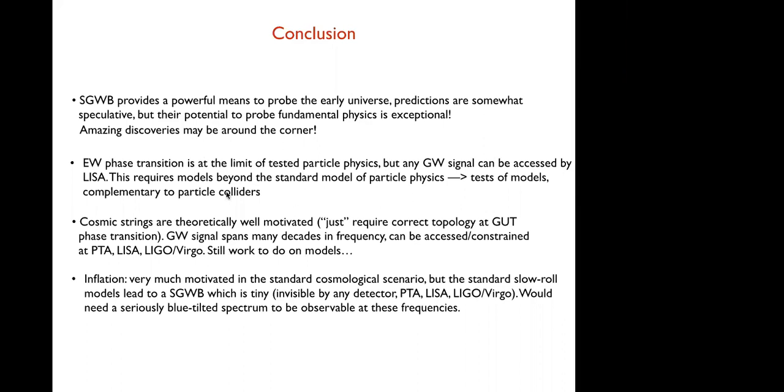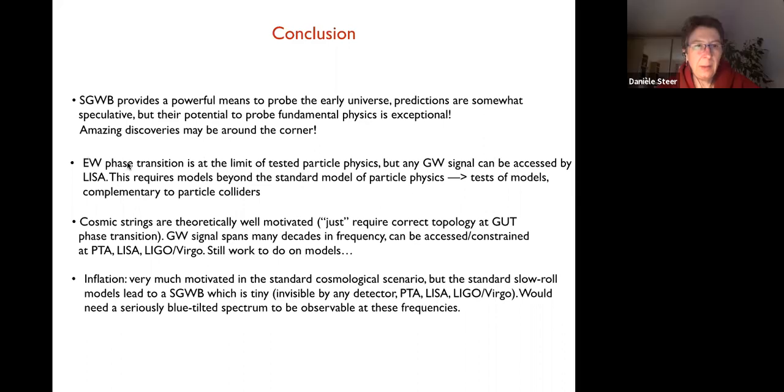So basically I'm just saying what I already said. The electroweak phase transition is at the limit of tested particle physics. But any gravitational wave signal that were produced could be accessed by LISA if its amplitude is big enough. This requires models that go beyond the standard model of particle physics. And so, as I already said, essentially what we're doing is tests of these models, which are complementary to particle physics colliders.